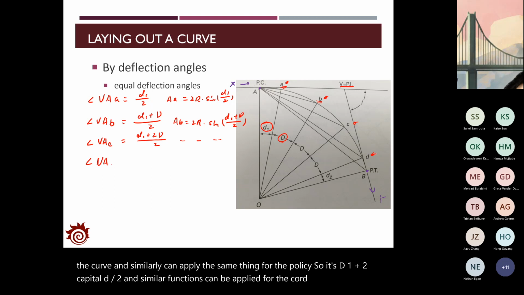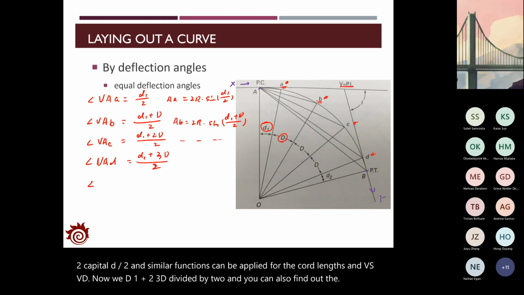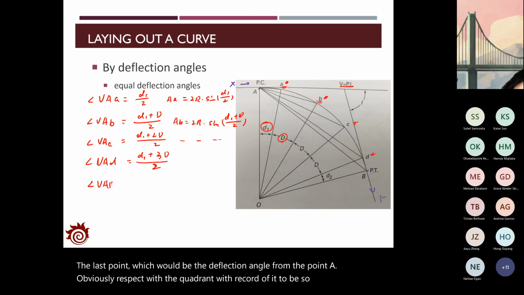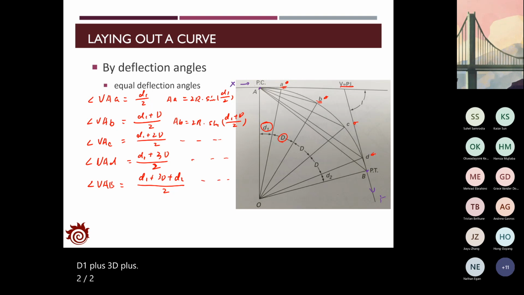And the VAd will be (d1 plus 3D) divided by 2. And you can also find out the last point, which would be the deflection angle from the point A with respect to the chord of A to B. So it's VA capital B will be (d1 plus 3D plus d2) divided by 2. Or you can apply the same equation to the length.